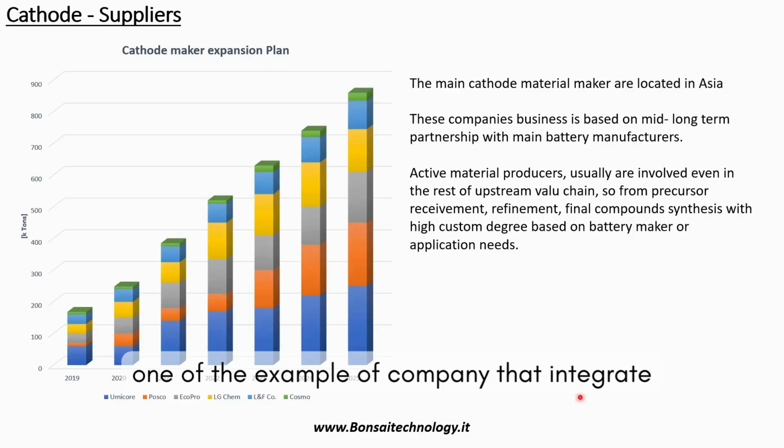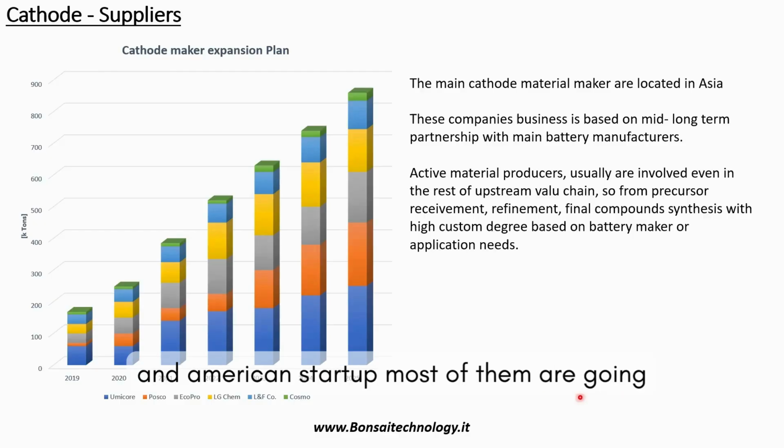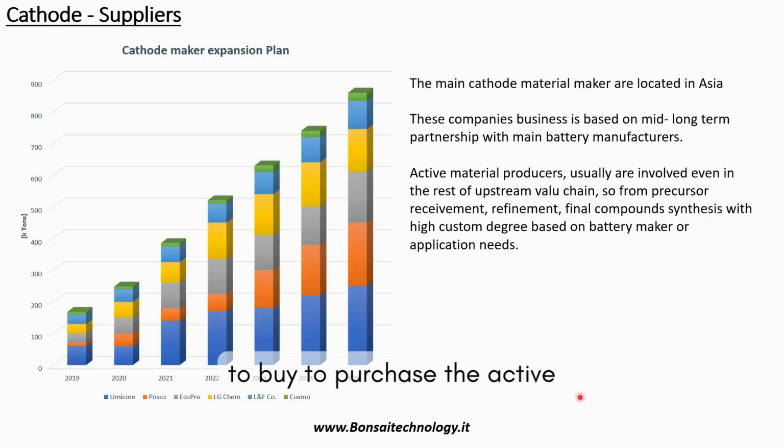One example of a company that integrates the active material production just partially is LG Chem, one of the biggest players in the battery business. But if we talk about the current European and American startups, most of them are going to purchase the active material from a third-party supplier.